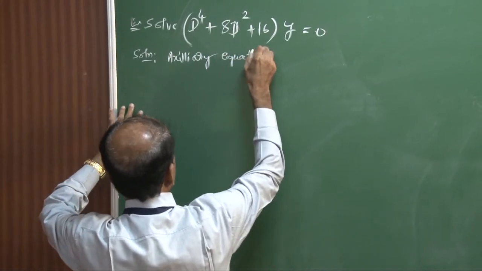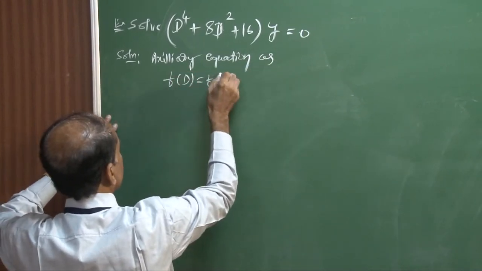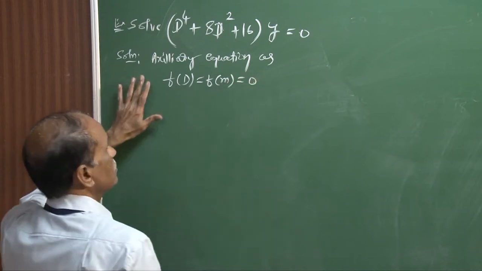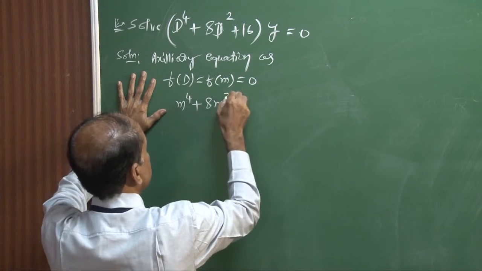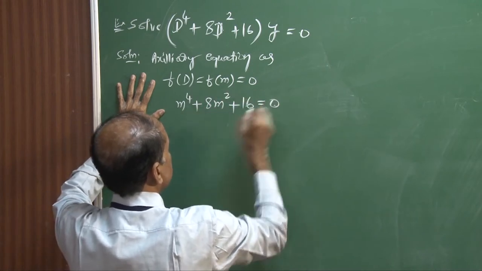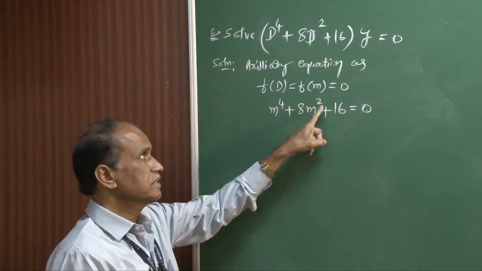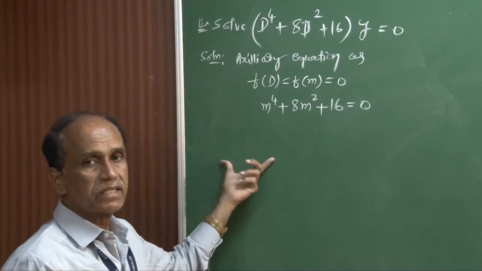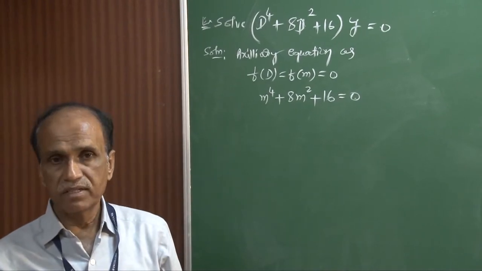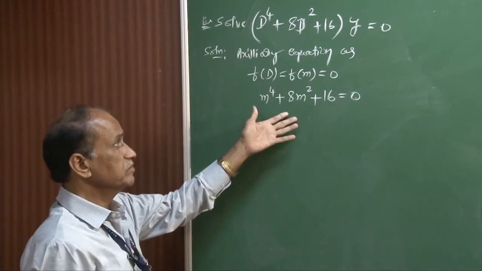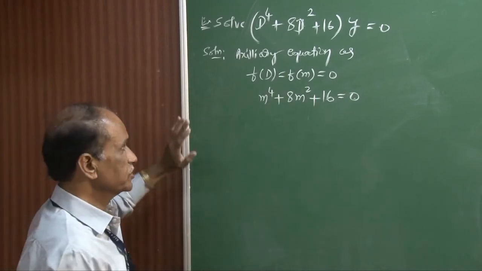Auxiliary equation as f of D equal to f of m equal to 0, that is m to the power of 4 plus 8m square plus 16 is equal to 0. You see that this is fourth degree and this is second degree, and this cannot be taken for any standard formula. There is no formula as such, but some type of rearrangement you have to write and then see that the roots must be obtained for this differential equation.